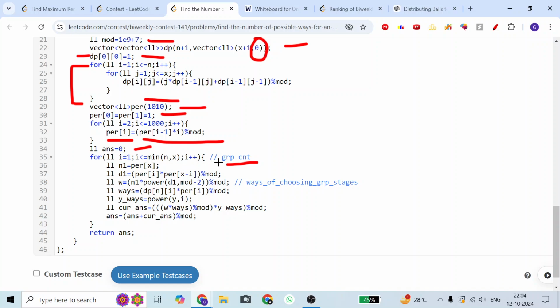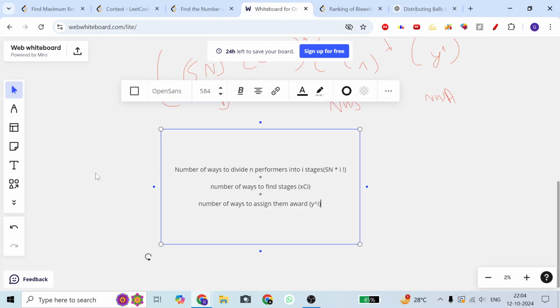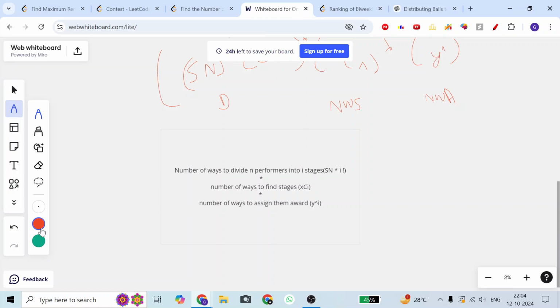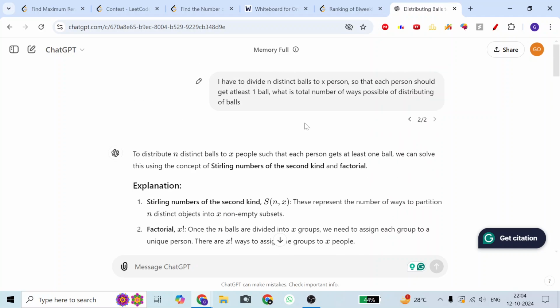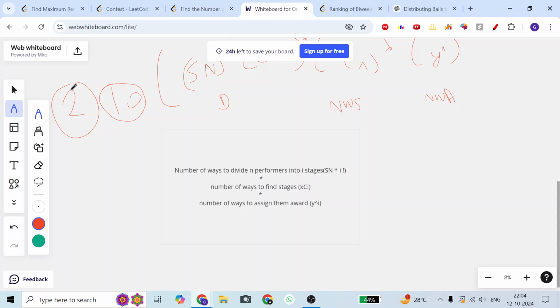Suppose my n is 2 and my number of stages is 10. Can I assign two performers to 10 stages? No, I cannot, because 8 will remain empty. But my condition was that the i stages should not be empty. If I am saying I will assign them to i stages, then all the i stages should get at least one performer. So the maximum number of stages I can use is two.